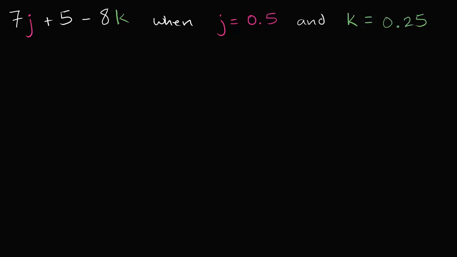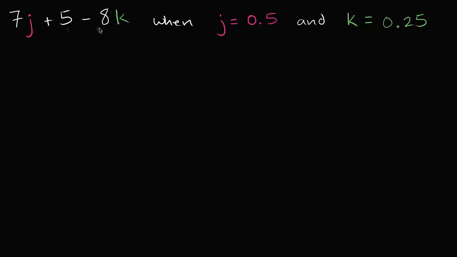Let's see if we could give ourselves some practice evaluating expressions that have two different variables in them. So let's see if we can evaluate the expression 7j plus 5 minus 8k when j is equal to 0.5 and k is equal to 0.25. So why don't you try to pause the video and evaluate this first before we work through it together.